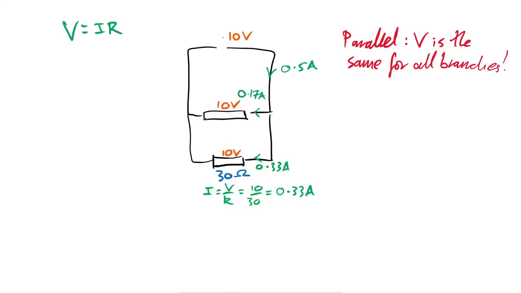Now I have just realized that technically I've drawn my cell the wrong way around, but we're not too fussed about that. There we go. Current always goes from the long end to the short end. That's positive to negative. Not that it matters too much when we're doing calculations.